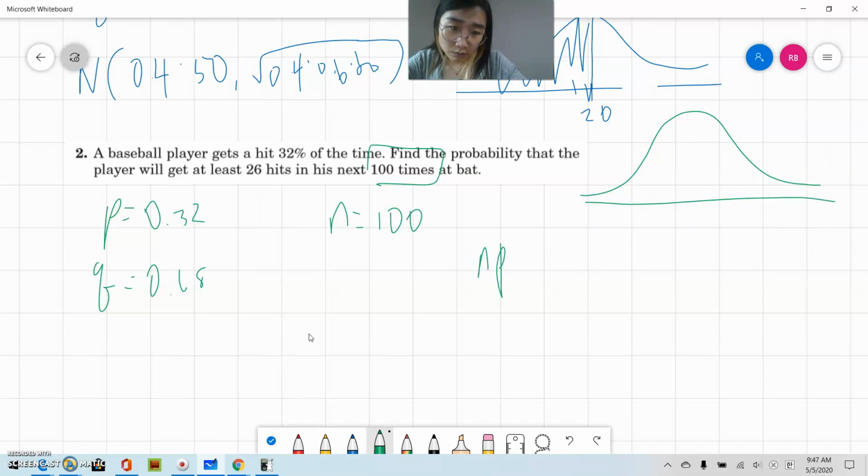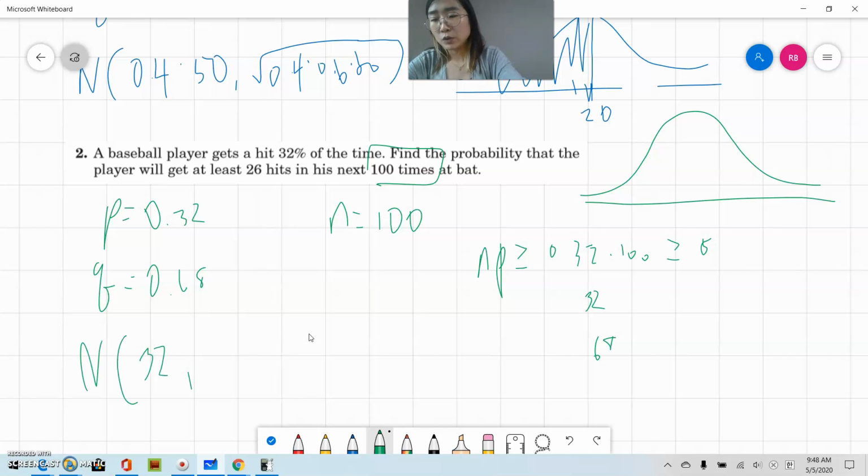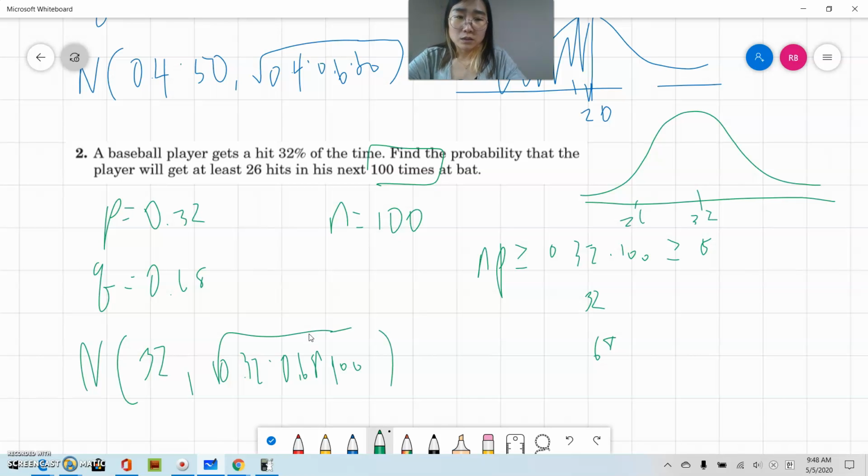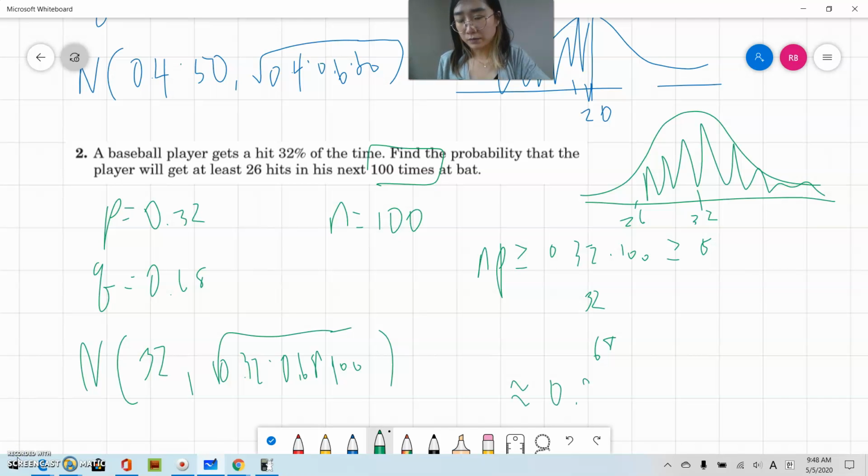So let's do np and nq. 0.32 times 100, is that greater than 5? Yes, it is, because it's 32. So that means that nq would be 68, so we can use normal distribution. np is 32, which is our mean, and then the standard deviation is the square root of 0.32 times 0.68 times 100. So then 32 is here, and it wants to know at least 26, so it's this. So lower bound is 26, upper bound a really big number, mean 32, standard deviation of that thing, and do normal CDF. And I get a probability of 0.90. So 90% of the time, this baseball player will get at least 26 hits in the next 100 times.